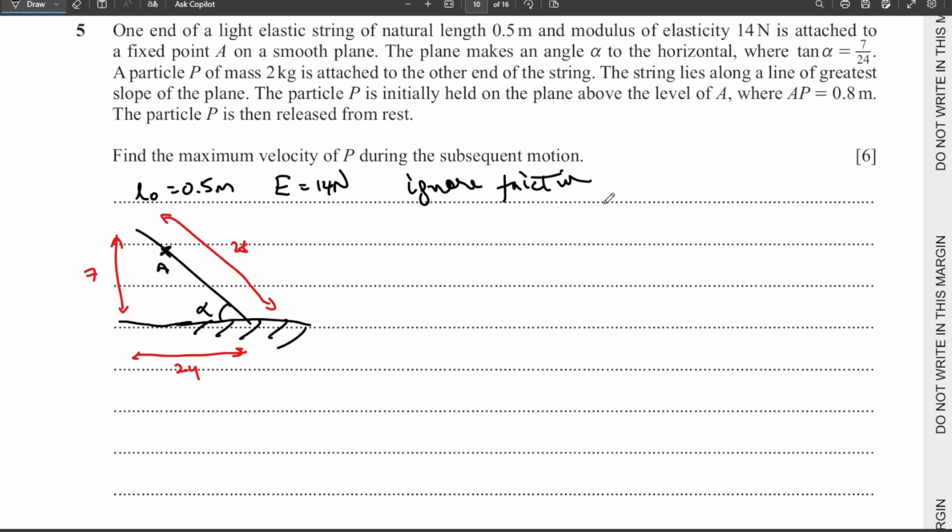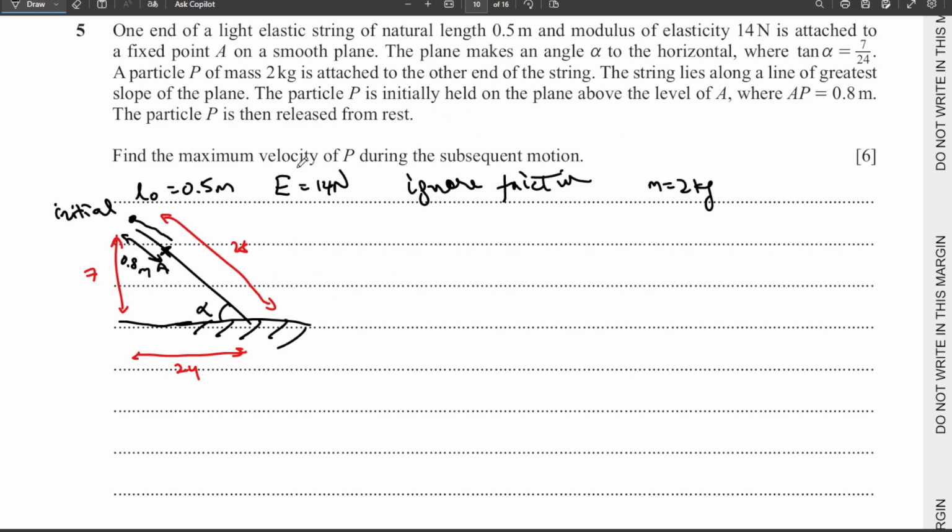Particle P of mass 2 kg, alright, so the mass is 2 kg, is attached to the other end of the spring. The string lies along a line of the greatest slope of the plane. P is initially held on the plane above the level of A. Okay, so initially, just write initially here, it's on top of it where AP is 0.8 meters. So initially the particle is here on the string and it is 0.8 meters away. Alright, so it's stretched basically. Basically it's 0.3 meters stretched from its original length.